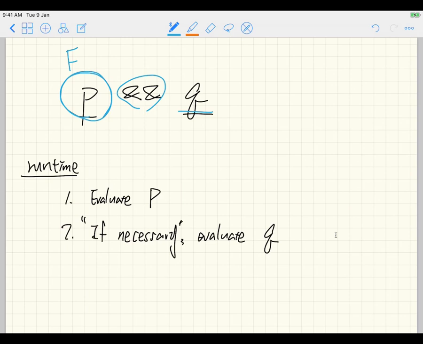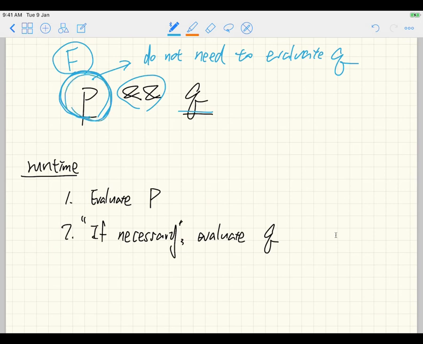I don't have to, because if one of the operands is already false, that means we do not need to evaluate Q. That's the so-called short circuit. At runtime, when Java tries to evaluate P first, if it notices that P is already false, the conjunction is destined to be false anyway, so Q would just be ignored, and the overall result is just false.